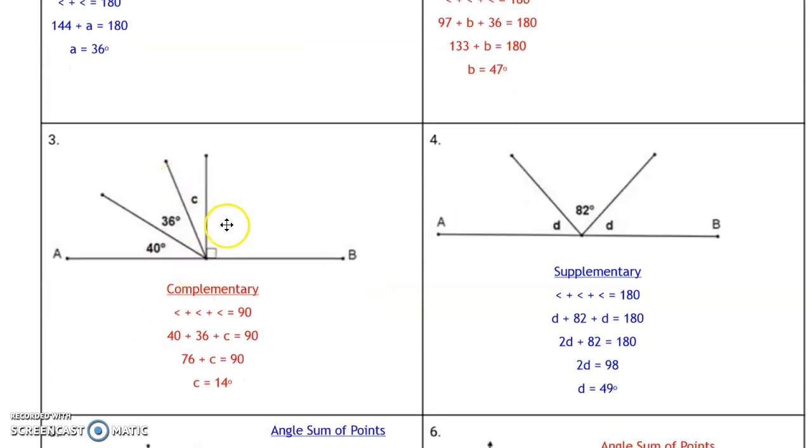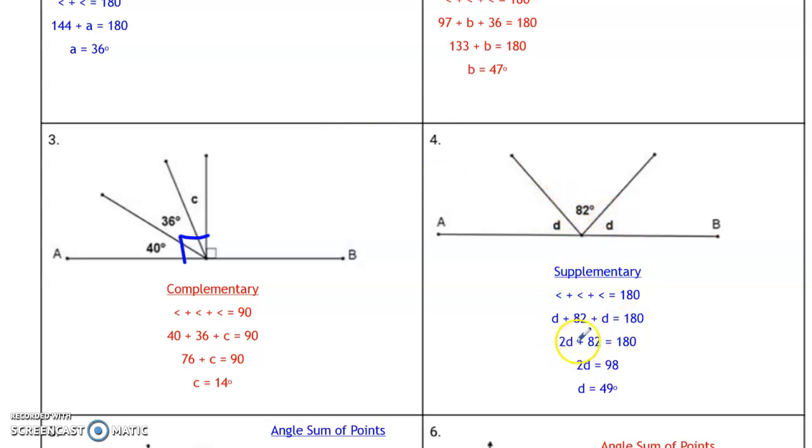In this case, it's complementary because this side is 90, which means if the whole AB line segment has 180 degrees on one side, that means this side has 90 degrees as well. It is a right angle. So I showed angle plus angle plus angle is equal to 90. Substitute, solve.